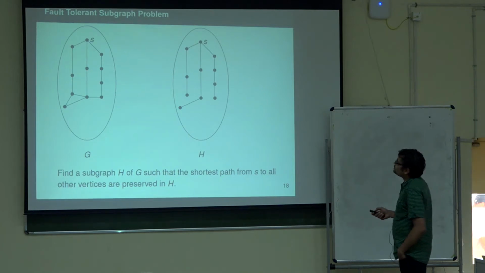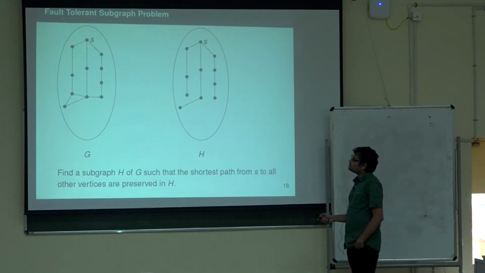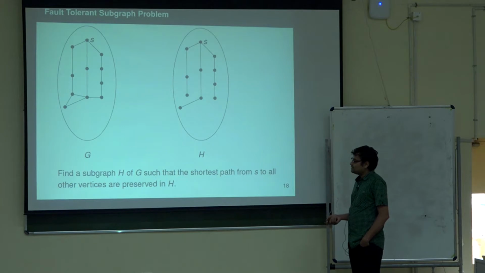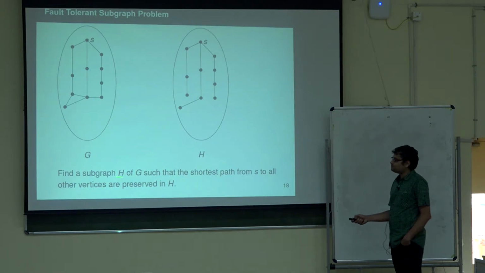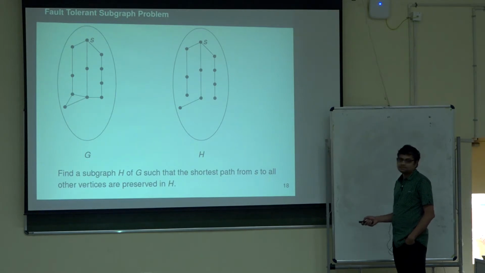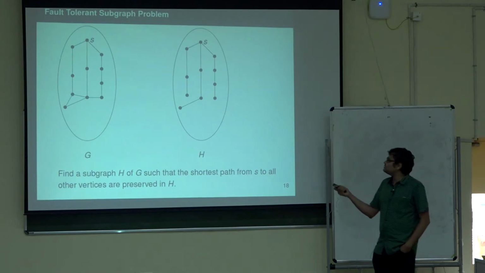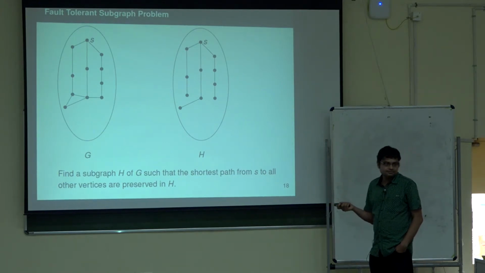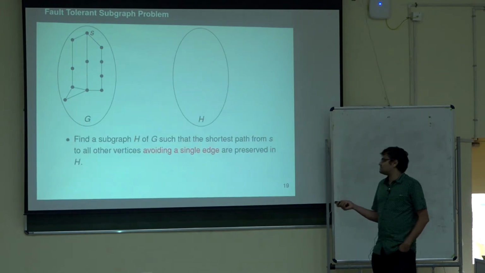So one is the fault-tolerant subgraph problem. So you are given a graph G, and you want to find the subgraph H of G such that the shortest paths from S to all the other vertices are preserved in H. Okay, and I have made this graph. So what is this graph? It's a BFS tree from S. So if you assume this is an undirected and unweighted graph, so we'll assume that. So this is a BFS tree. Okay. So now I'll change it slightly.